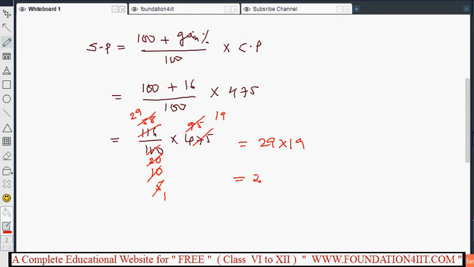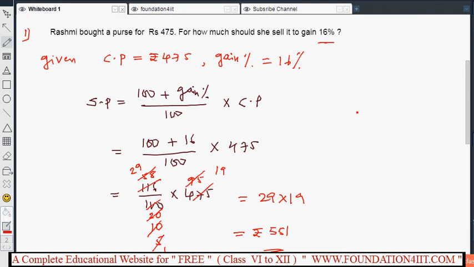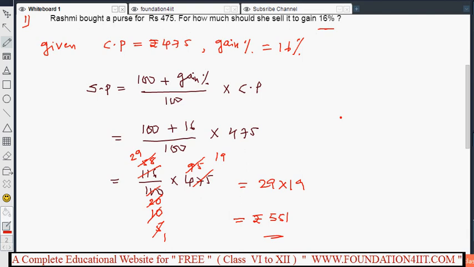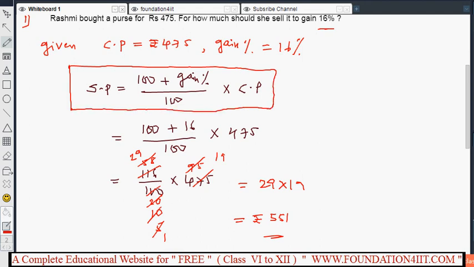That is rupees 551. If she sells the purse at this price, she will get a gain of 16%. So this is the formula we need to apply whenever the gain percent and CP are given, to find out the selling price.